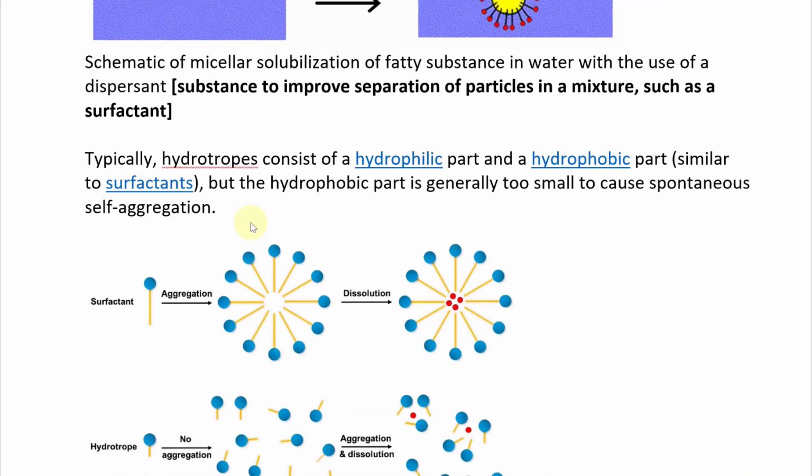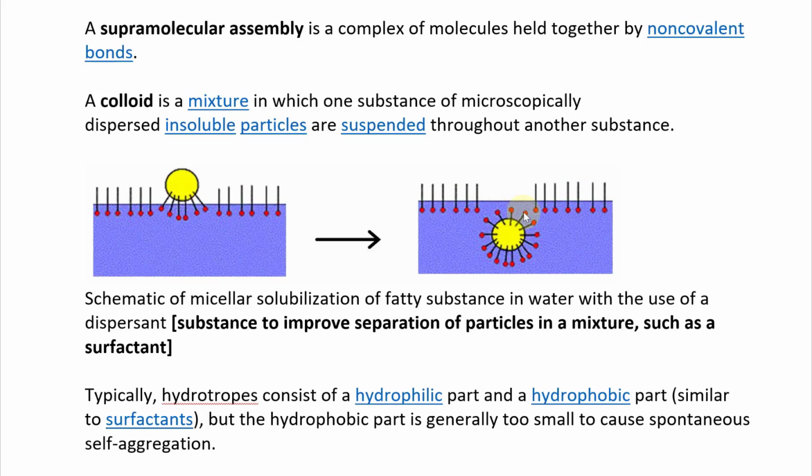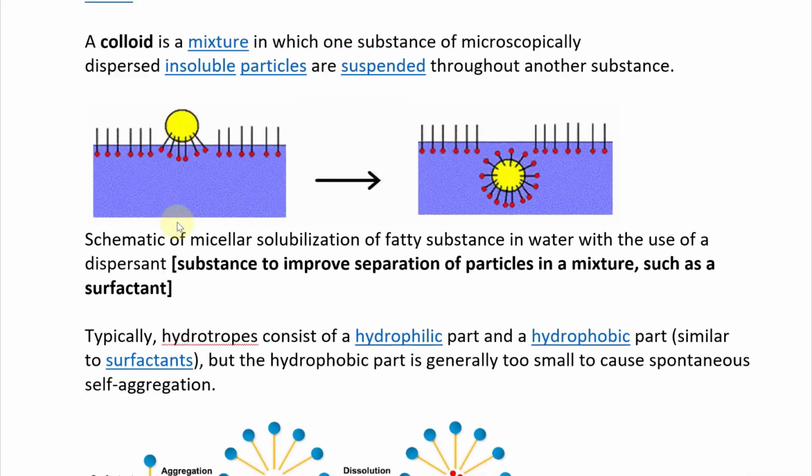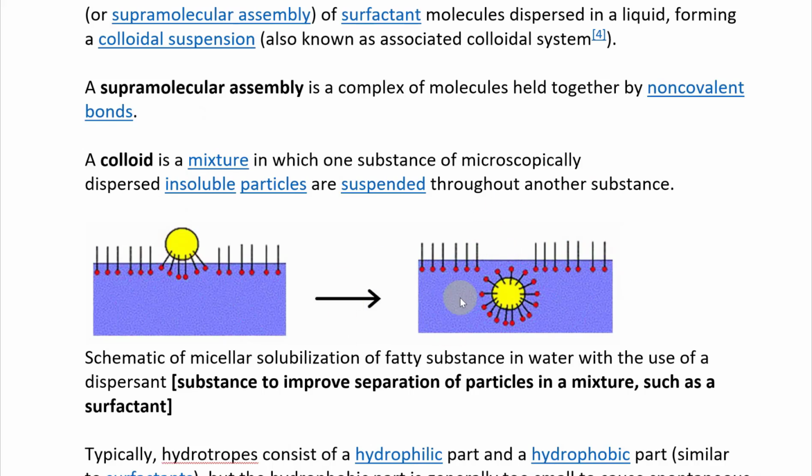And basically the main difference is that typically hydrotropes consist of a hydrophilic part, a part that likes water, and a hydrophobic part that hates water. And that's why you can see here, this part right here, the red, likes the water, connects to it. This tail one doesn't like it, so it goes away from the water into this insoluble particle. So that's what it connects to. So it's similar to a surfactant in that it has both, but the hydrophobic part is generally too small to cause spontaneous self-aggregation, such as this one, a giant loop around that.